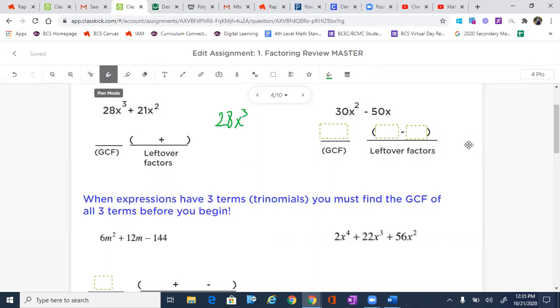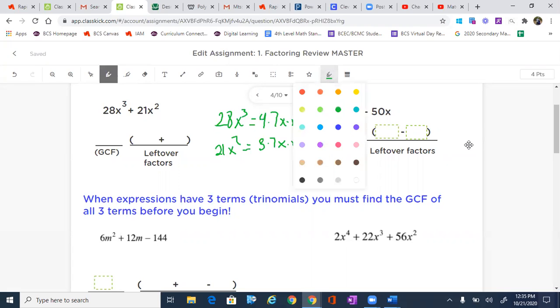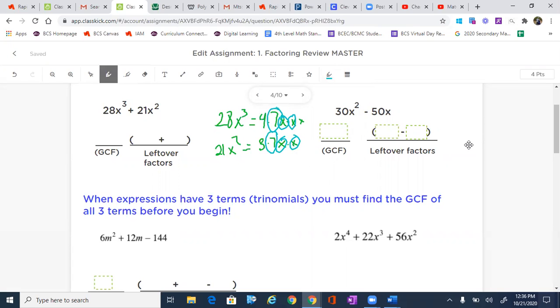We have 28x cubed and we have 21x squared. So we're going to break it down. I'm going to say, well, we have 4 times 7, x times x times x, and we have 21x squared, which is 3 times 7, x times x. Now, when we find the greatest common factor, we look for all the things that they have in common. That's why it's called common factor. Okay, so x and x, x and x, and 7 and 7. Those are the main things they have in common. So the greatest common factor is 7x squared.